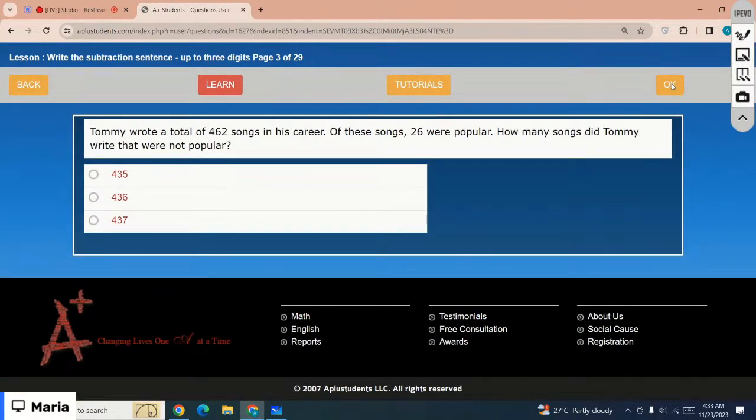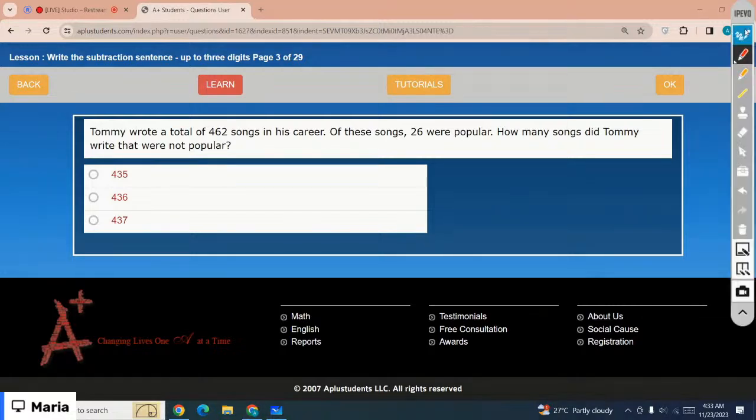Tommy wrote a total of 462 songs in his career. Out of these songs, 26 were popular. How many songs did Tommy write that were not popular, right? The total songs were 462. Only 26 were popular. So you have to subtract 26 out of 462, right?